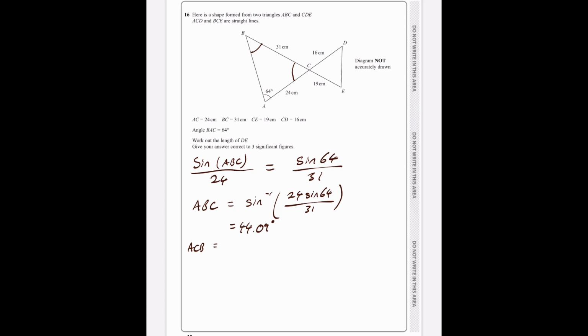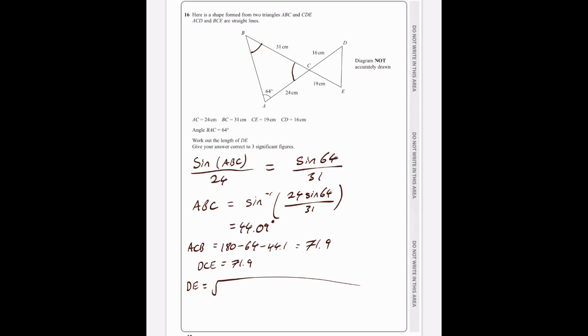When I do the next calculation, I keep that number on my calculator and use the answer button. I don't want to round part way through a question. To work out the angle ACB, we'll subtract the two angles we have in the triangle from 180 degrees, which comes out to 71.9 degrees. DCE is vertically opposite, that's 71.9, so it's also 71.9.